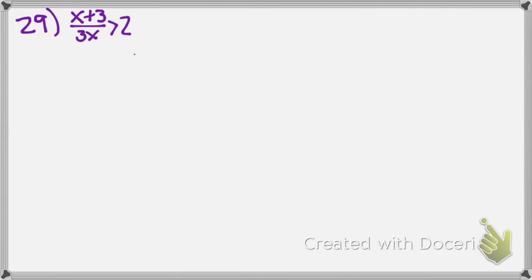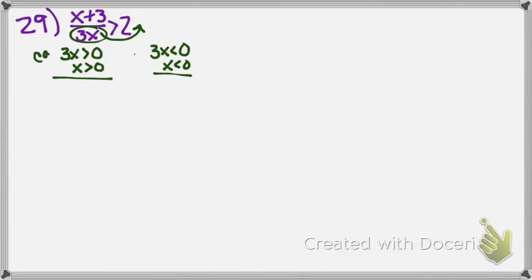Okay, in problem 29, I'm going to need to set up two cases once again. One case is going to be where 3x is positive, and the other case will be where 3x is negative. Because when I go to multiply this to the other side, that makes a difference in my math, whether it's positive or negative. So in this case, if I divide the 3 to each side, I have x greater than 0 or x less than 0. Those are my two cases. So here's case 1, here's case 2.